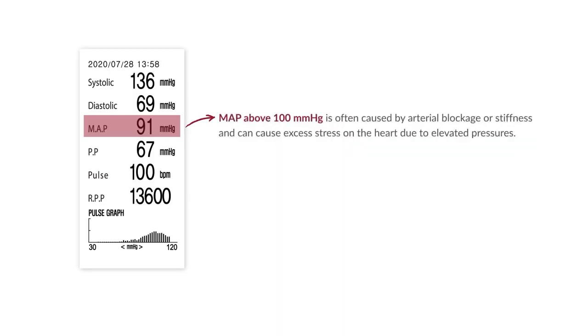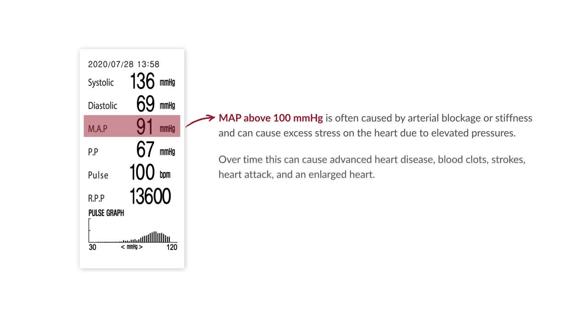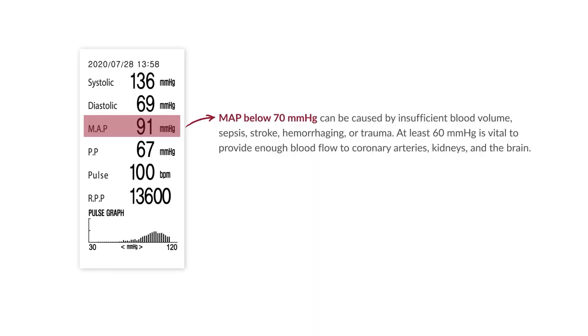MAP above 100 is often caused by arterial blockage or stiffness and can cause excess stress on the heart due to elevated pressures. Over time, this can cause advanced heart disease, blood clots, strokes, heart attack, and an enlarged heart. MAP below 70 can be caused by insufficient blood volume, sepsis, stroke, hemorrhaging, or trauma. At least 60 is vital to provide enough blood flow to coronary arteries, kidneys, and the brain.